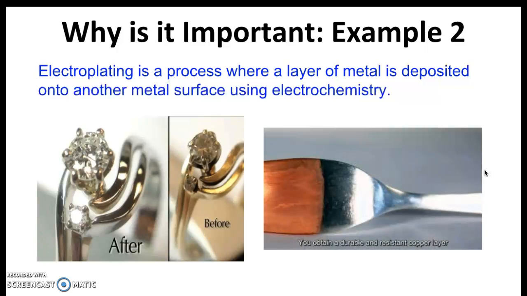Another example, if you're into jewelry or metalworking, is electroplating. This is a very common example where you can deposit a layer of metal, usually onto the surface of another metal, using electrochemistry. And so here's an example of a piece of jewelry, or also very common with silverware and silver pots and pans is copper plating. Copper, I believe, is a better conductor of heat, and it's also more durable and resistant than the silver.